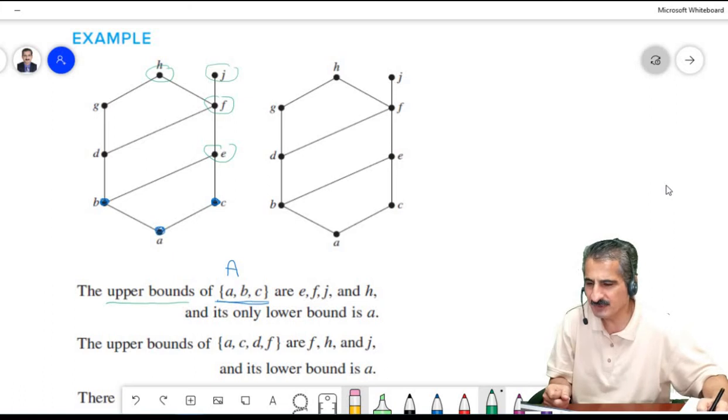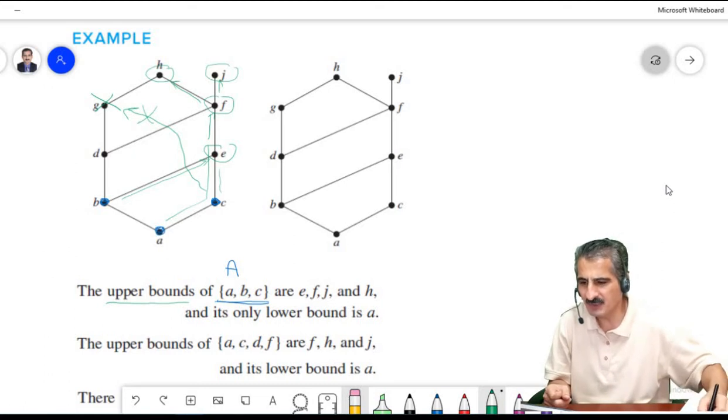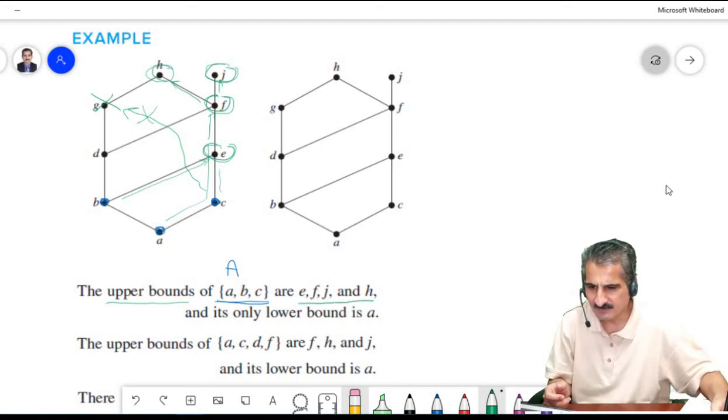That's because I can go from B to E and from B to any other one of these. Same thing, I can go from A to any one of these, and from C to any one of these. But I will not take G because I cannot go from C to G. So the upper bounds of the set ABC are E, F, G, and H. And here they are.